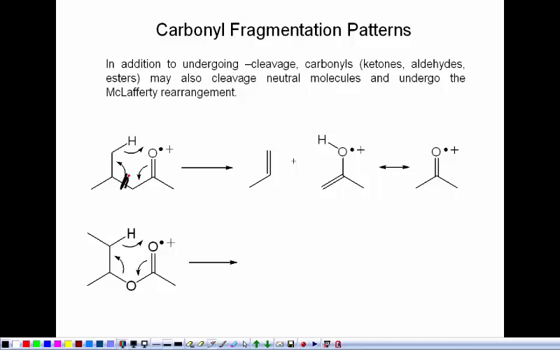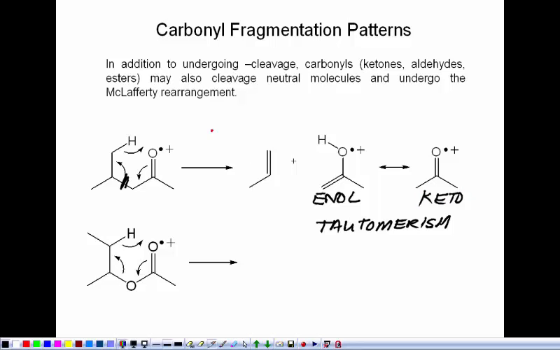So that bond breaks, the arrows move the way that they're shown, and we end up forming a neutral alkene, and we end up forming what's called an enol radical cation. Now, that enol undergoes what's called tautomerism, and you'll talk about this first when we talk about alkyne reactions. This enol undergoes an equilibrium called tautomerism to form then basically its ketone version.